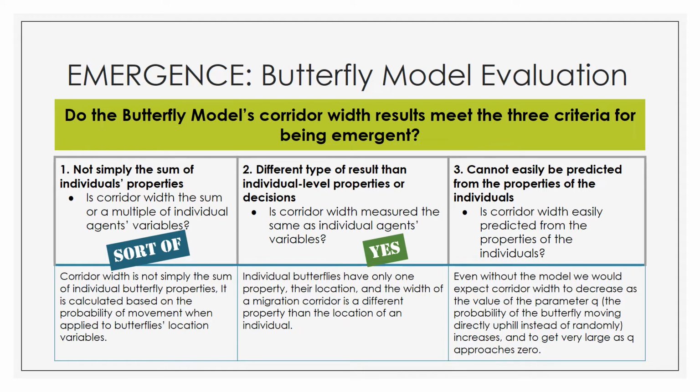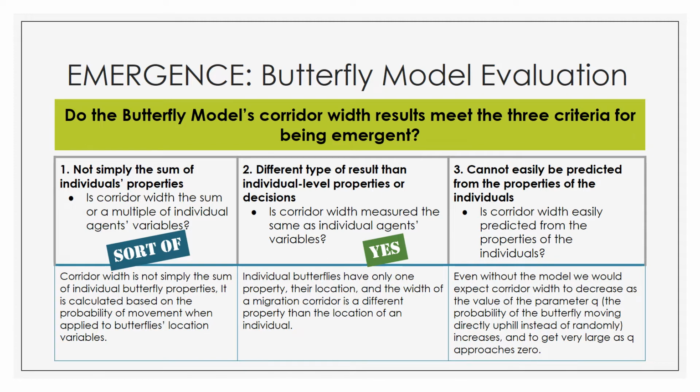So we could describe the butterfly migration model as having its key outcome emerge from the individual decision of whether to move uphill or randomly and from the landscape. But because this behavior is so simple, there is at least one model result, how corridor width varies with q, that is really quite predictable.